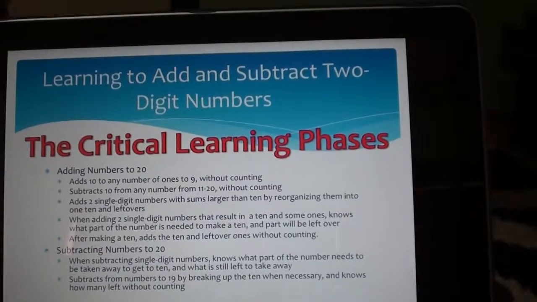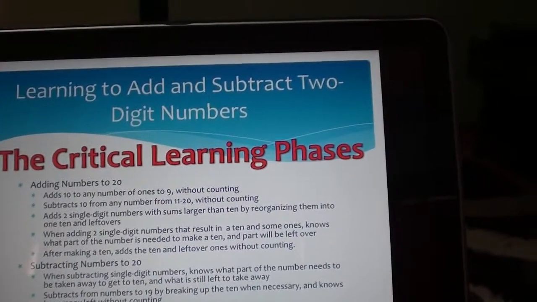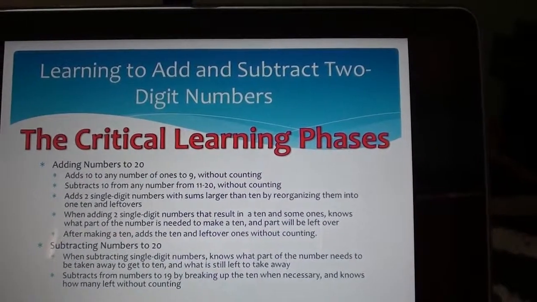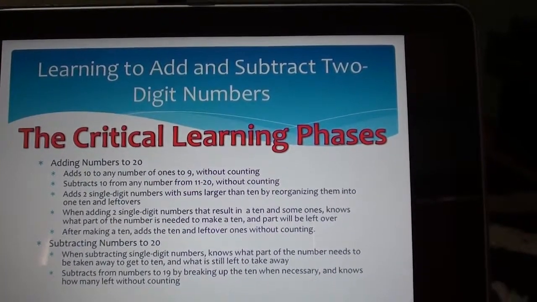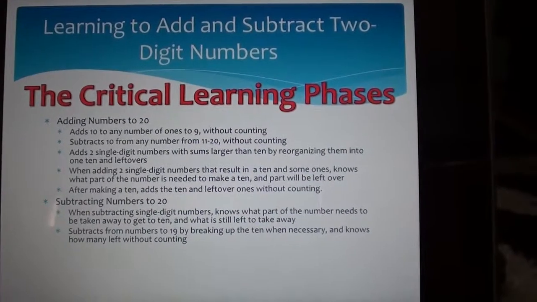Learning to add and subtract 2-digit numbers, the critical learning phases. Number 1, adding numbers to 20. Number 2, subtracting numbers to 20.